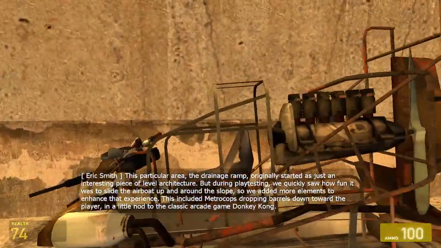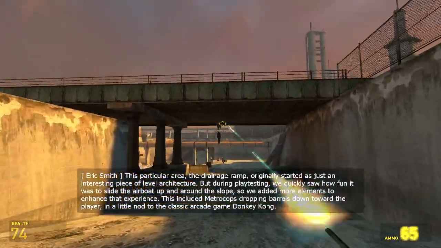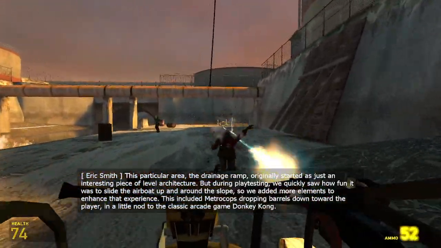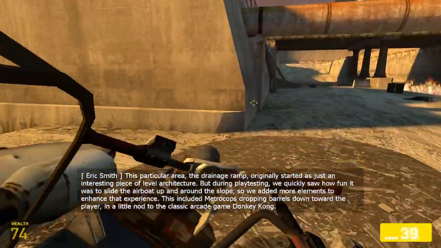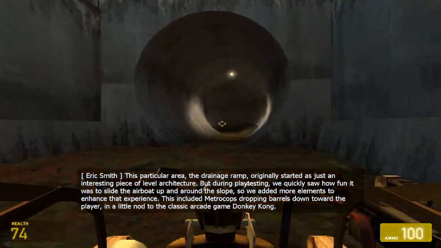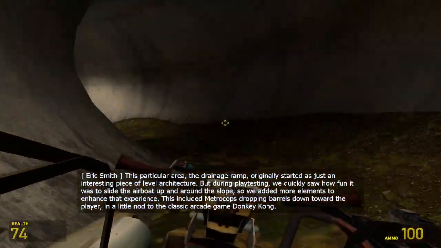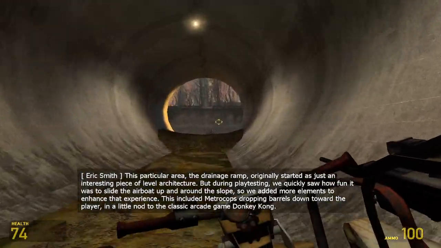Donkey Kong Barrel Ramp. This particular area, the drainage ramp, originally started as just an interesting piece of level architecture. But during playtesting, we quickly saw how fun it was to slide the airboat up and around the slope, so we added more elements to enhance that experience. This included Metro Cops dropping barrels down toward the player, and a little nod to the classic arcade game, Donkey Kong.